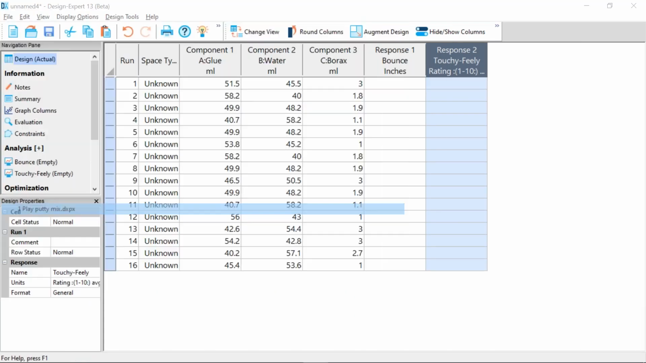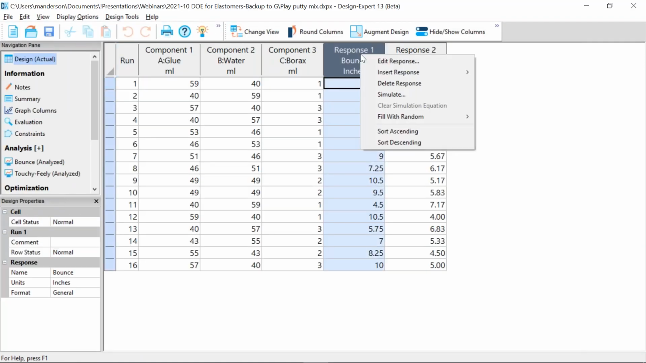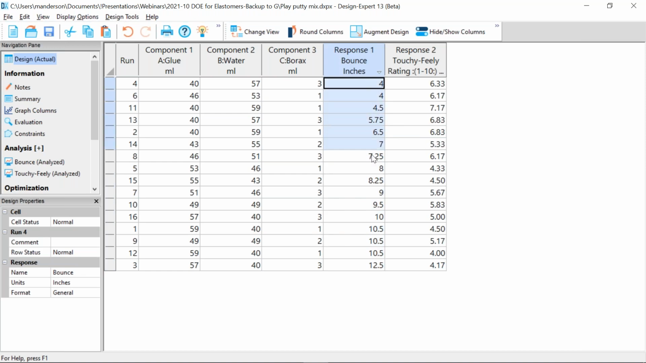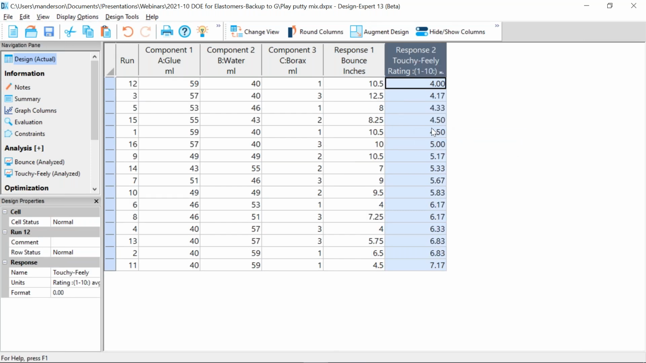Now I'm going to open up the results of this, and you can see that we got, by sorting this, a pretty good range in terms of how much it bounced, depending on the composition and how that reaction went for the cross-linking. And then for the touchy-feely, which is the way that you kind of pull it apart, you get a snap because of the dilatant aspects of it. That's what you're looking for, and we got some that came out pretty good in that attribute.